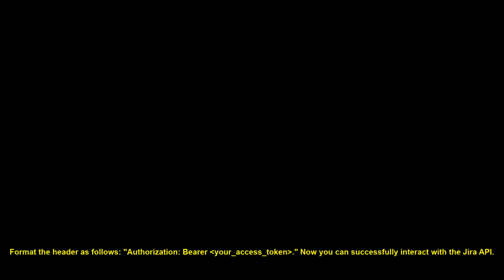With the access token now in hand, you can authenticate your API calls. In your API requests, include the access token in the authorization header. Format the header as follows: Authorization: Bearer your_access_token. Now you can successfully interact.